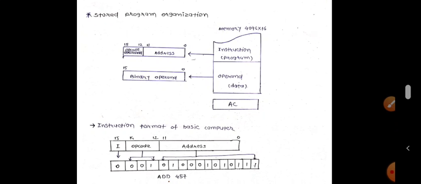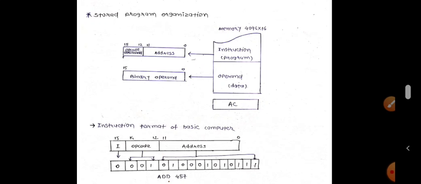Here you can see one figure. In this figure we have a memory of 4096 cross 16. It means 4096 words, and each word size is 16 bits. It means 4096 words can be stored in this memory, and each word has 16 bits.